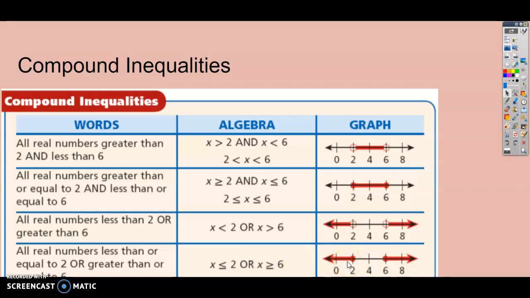And or x greater than or equal to 6. So we also have that included as well. So x greater than or equal to 6 means a solid circle shaded to the right. So again, these are less than or greater than symbols. These are less than or equal to, greater than or equal to symbols. Just a little table to help organize that thought process.